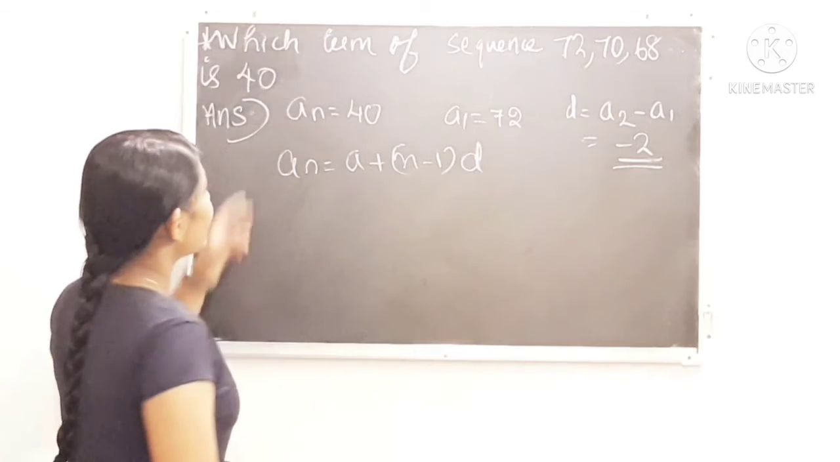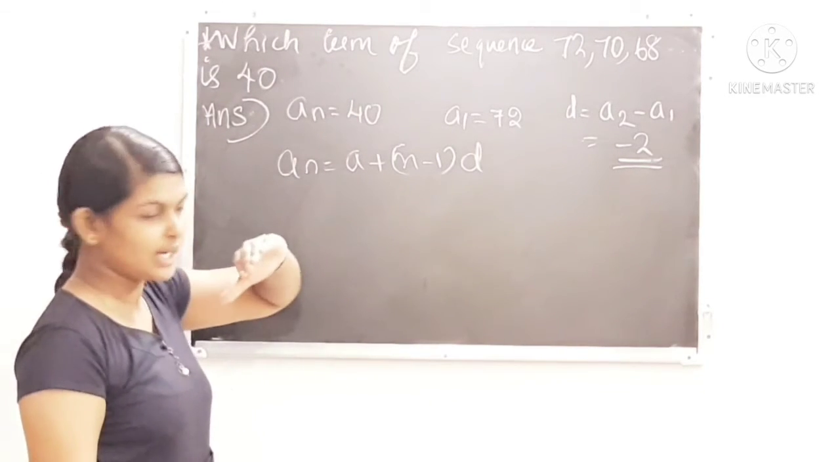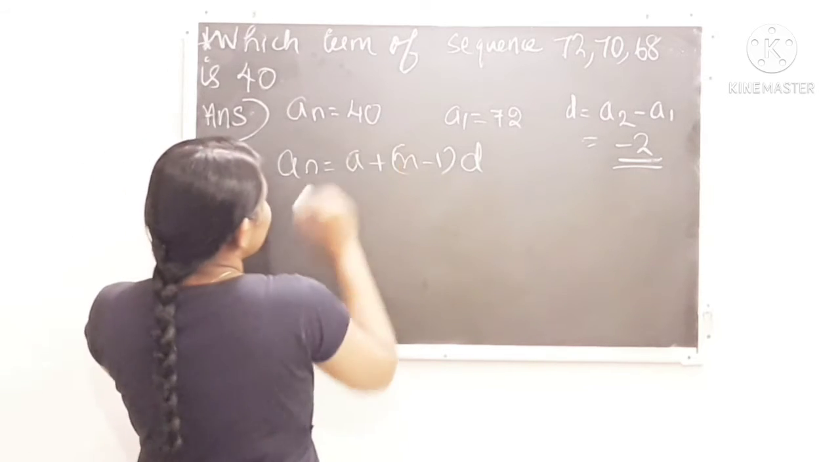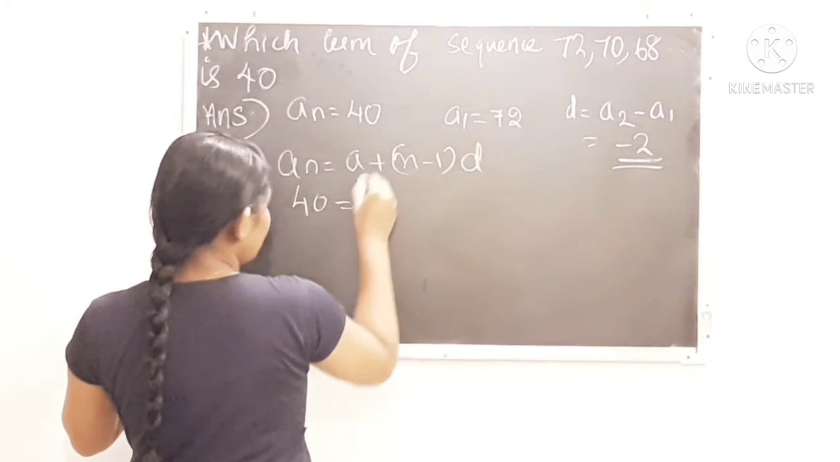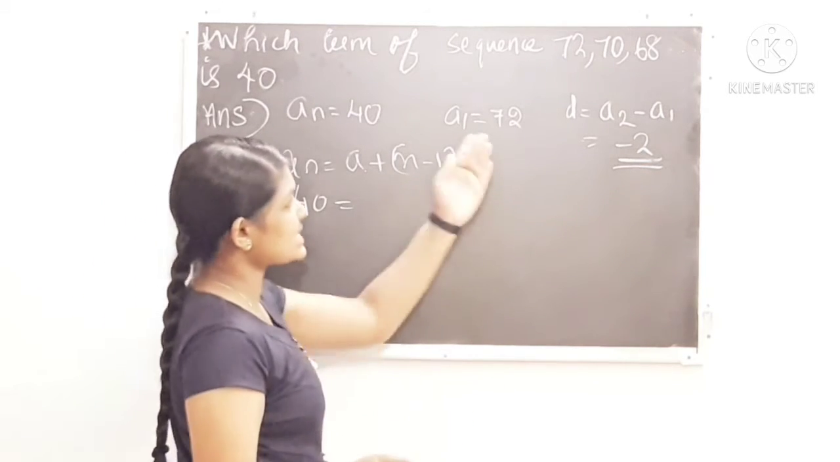So the question is to find എത്രാമത്തെ term ആണെന്നാണ്. അതായത് we have to find the value of n. n ന്റെ value ആണ് ഇവിടെ കണ്ടുപിടിക്കേണ്ടത്. So the an is already given in the question as 40. So 40 is equal to an. a or a1 represents the first term of the AP, and which is equal to 72.